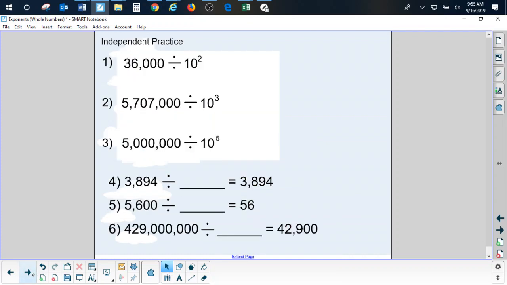Here's some more independent practice. Feel free to pause it right now if you want to try it on your own, and click play when you're ready to resume.